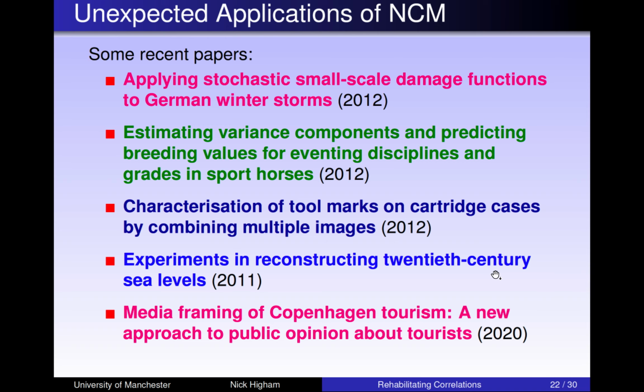We've got 20th century sea levels, and tourism in Copenhagen. So what's happened is that this problem, while I think originally, as far as I'm aware, it only seemed to appear in finance problems. With the growth of big data and the growth of data science, it seems that in applications where you have large amounts of data, you're very likely to have this same problem of a computed correlation matrix not being a true correlation matrix, and then you want to perturb it. So it's really a very widespread problem nowadays.